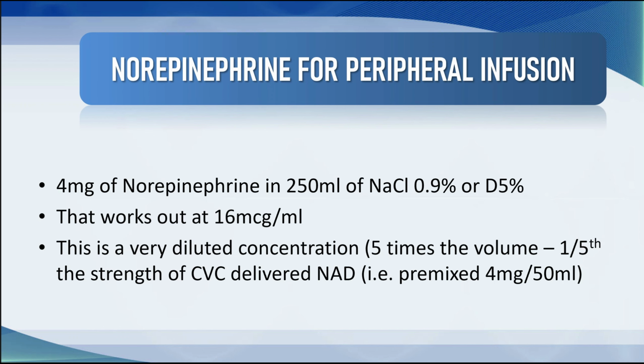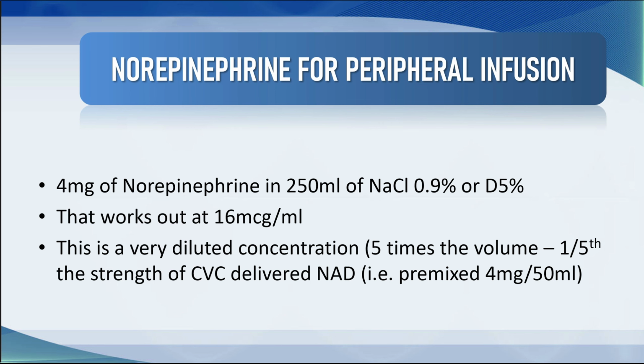So what we're going to do is we're going to take a 250 ml bag of saline or 5% dextrose, remove 4 mils, absolutely remove the fluid in this situation, and add 4 mils or 4 milligrams of norepinephrine. And the concentration works out at 16 micrograms per mil. This is 1/5 of the strength of that 4 milligrams in 50 mils ampule that we use through the syringe drivers. So that's 5 times the volume or 1/5 of the concentration. It's very dilute, it's very safe, it's not going to cause a huge amount of trouble if the IV tissues.